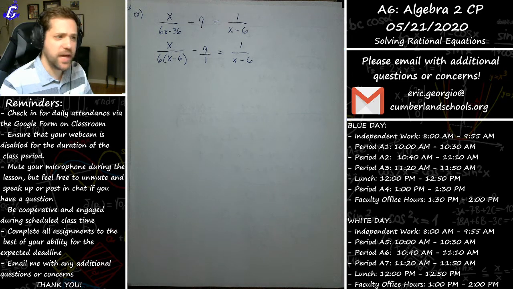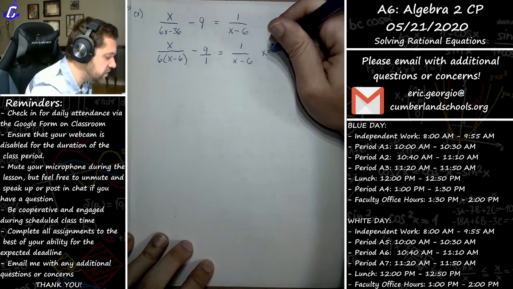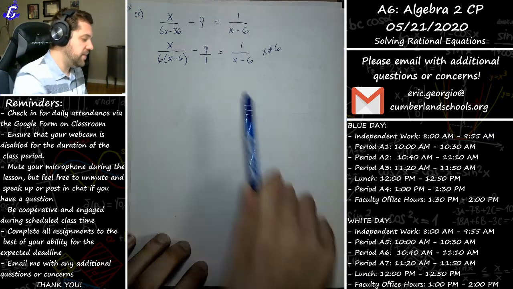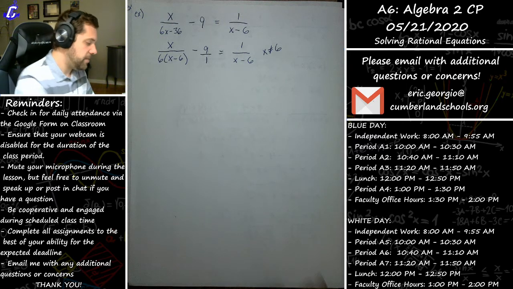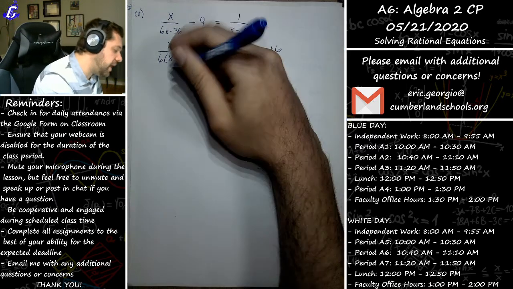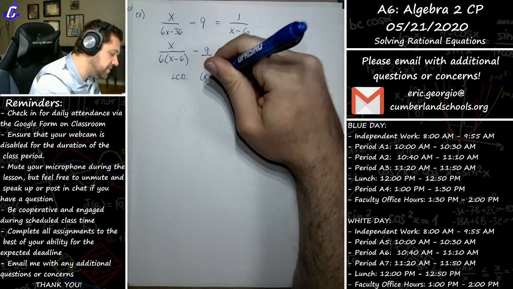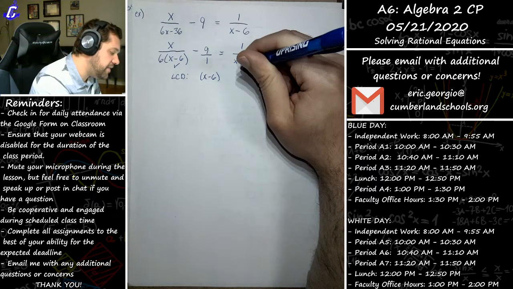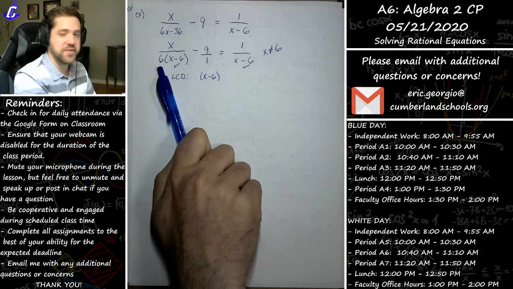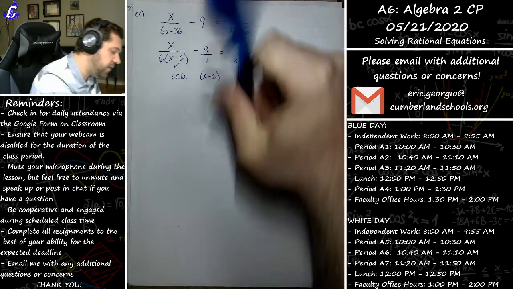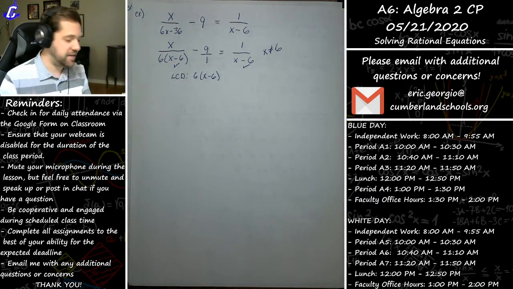Does everybody see how we did that? We can now identify our domain restriction. Our domain restriction is that x cannot equal 6, because 6 minus 6 is what would result in dividing by 0, right? Same thing over here. My least common denominator now, we need a factor of x minus 6, because that makes this happy and this happy, but this one also has an additional factor of 6. So we need to account for that. We need to say our least common denominator is 6 times x minus 6.